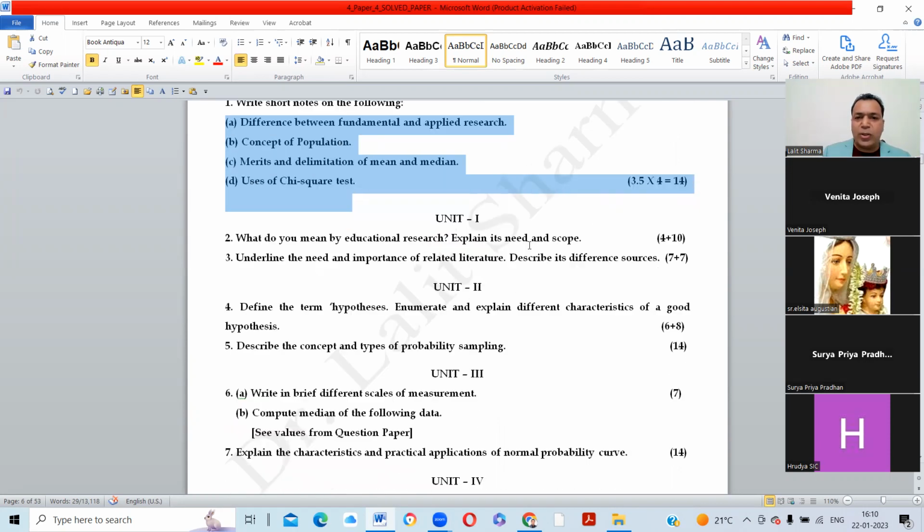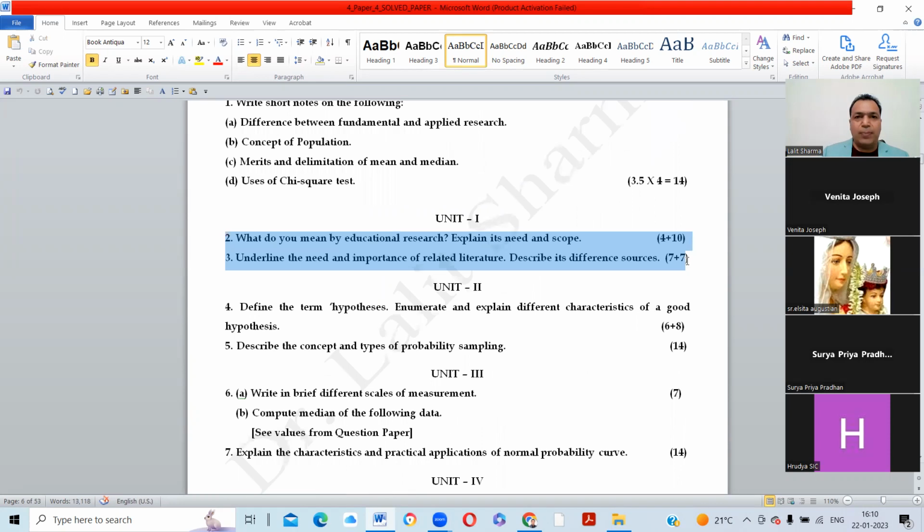Okay. Then we see the unit 1. Under the unit 1, second and third question has come. You have to attempt only one. Even both questions are very easy. The first question has come: What do you mean by educational research? Explain its need and scope, right?